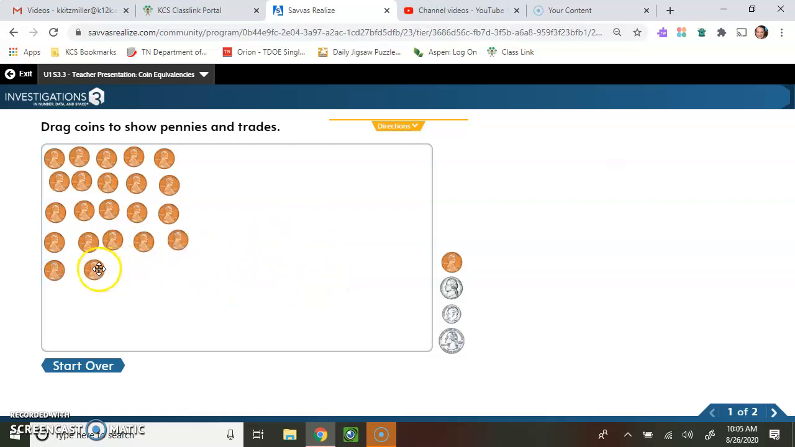Now, I've put these in nice, neat rows, and if you notice, except for the last row, they all have the same number in each row. So how many pennies are in this top row? Absolutely, 5. How many are in the second row? Good, also 5. How many are here? Good, 5. How many are here? 5, and then this is my row with only 2.